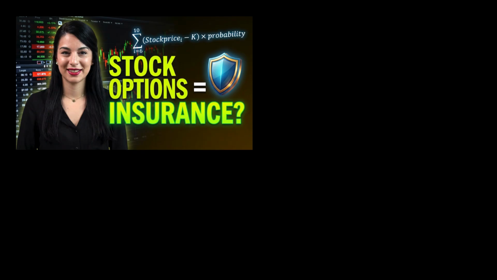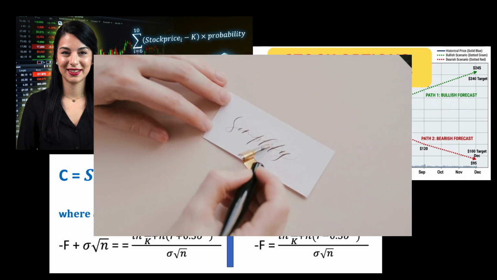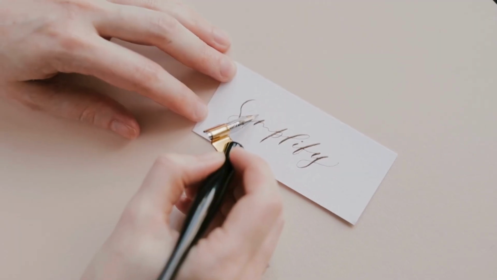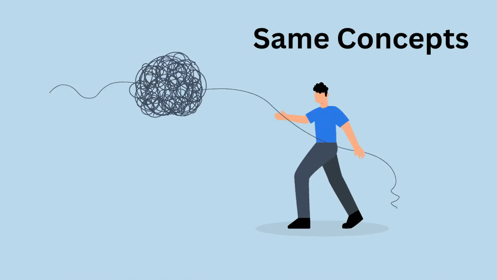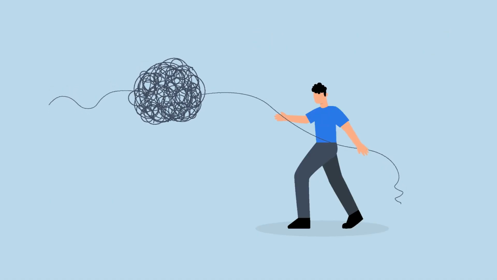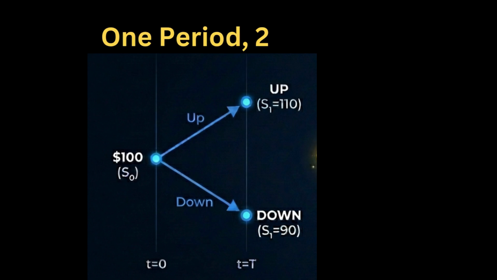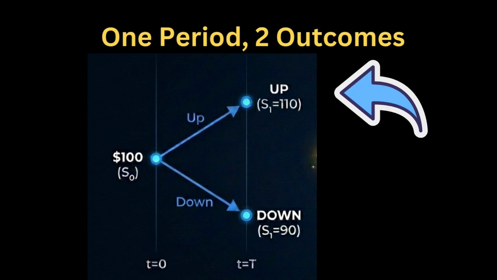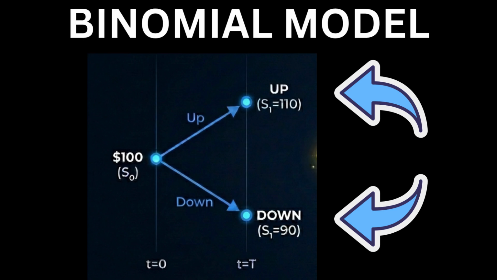We discussed the Black-Scholes option pricing model before. So today we'll simplify things and talk about the same conceptual framework, but this time, instead of talking about an infinite number of prices that can happen over several periods, let's limit it to one period and just two outcomes, either up or down, and therefore a binomial single period pricing model.